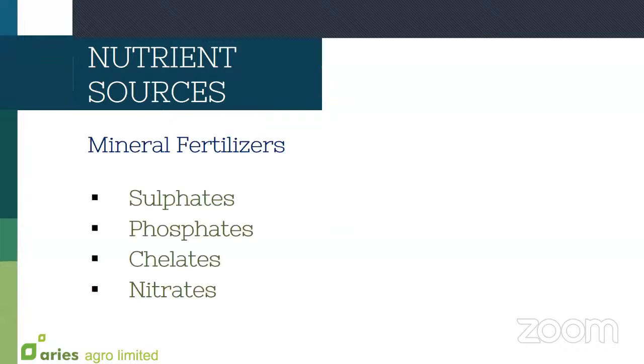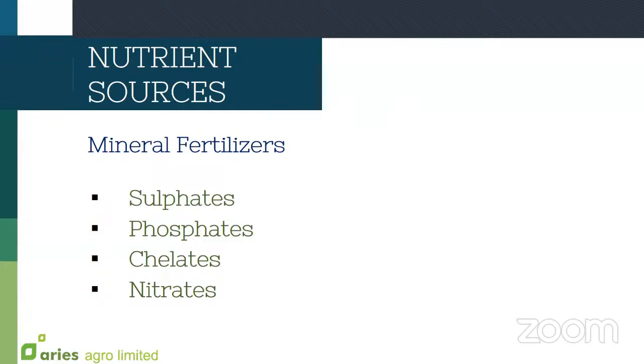Now, how do you get the nutrients? The easiest thing to do is get ready-made nutrient solutions for hydroponics. But in case you want to go one step ahead and make your own nutrients, these are the sources. You get sulfates, like potassium sulfate or magnesium sulfate, which is known as Epsom salt. Hobby growers may use this quite frequently.